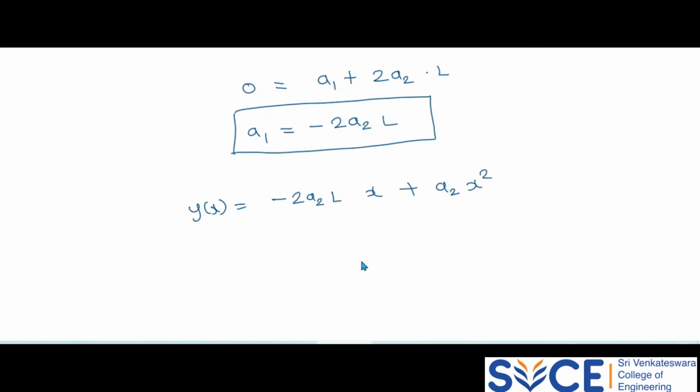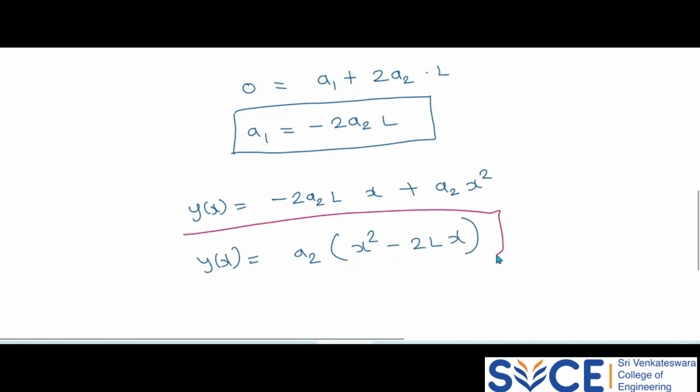In that case, a2 is a common term. I will take it out. So y of x will be equal to a2 times x square minus 2lx. So this is the equation. This is my trial function. We call this a trial function. Now we are going to solve the problem only using this trial function.